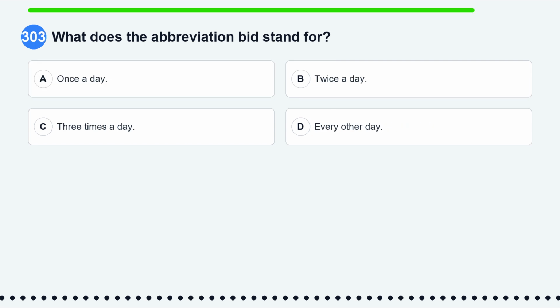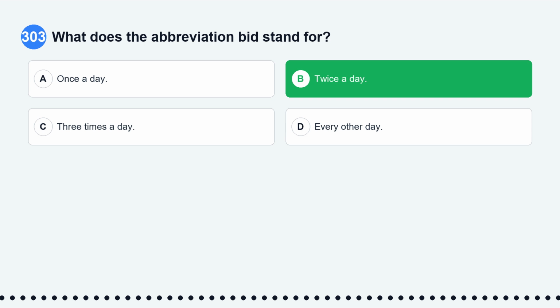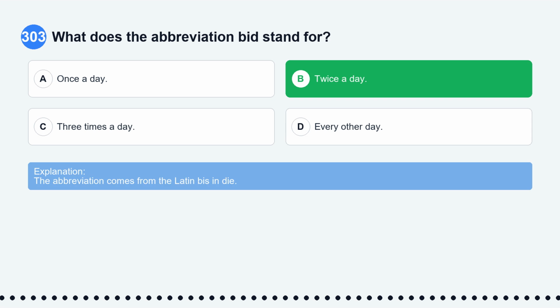Question 303. What does the abbreviation BID stand for? Option A, once a day. Option B, twice a day. Option C, 3 times a day. Option D, every other day. The correct answer is option B, twice a day. The abbreviation comes from the Latin bis in die.